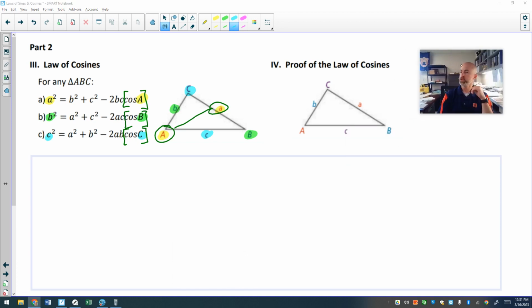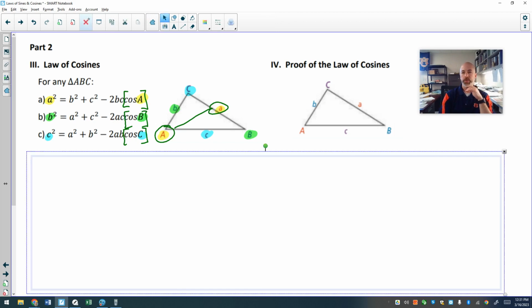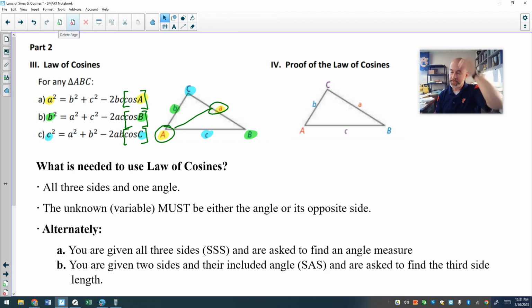And when you use the law of cosines as opposed to the law of sines, these are the situations that prompt you to use the law of cosines. Again, you're looking at non-right triangles, but you are given all three sides and one angle, and the variable has to be either the angle or its opposite side. So that's what we're looking at, all three sides, one angle, so 4 pieces of information again, and the unknown has to be either the angle or its opposite side.